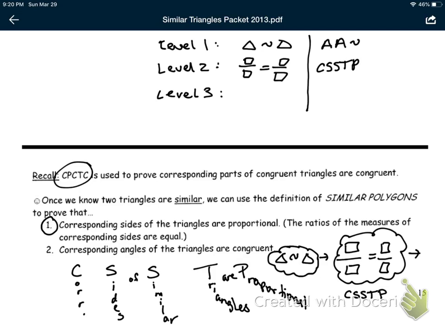Then they might ask you to prove a cross product. So you'll see something like this, where all these squares that I'm showing you represent sides. So maybe it says AB times EF equals CD times DC, whatever. And the reason for that is our good old means extremes theorem, which is basically the product of the means equals the product of the extremes.